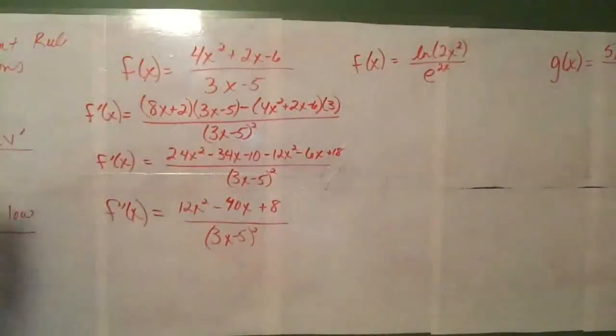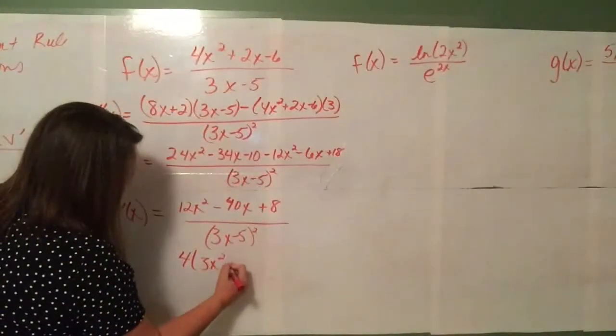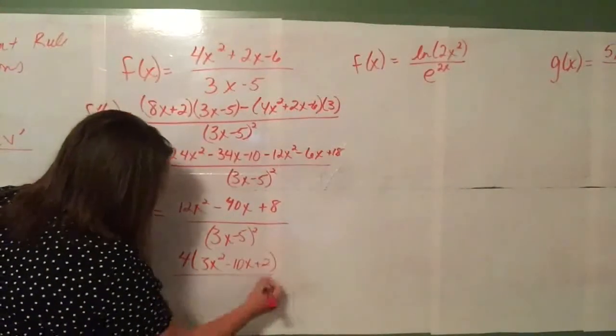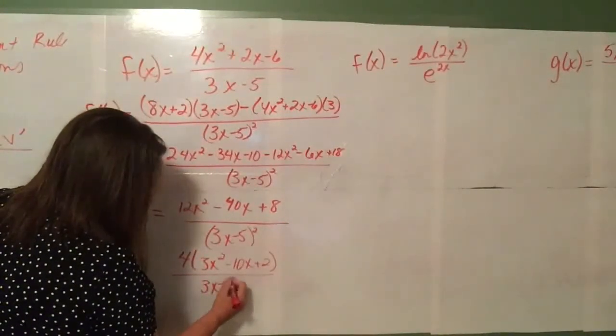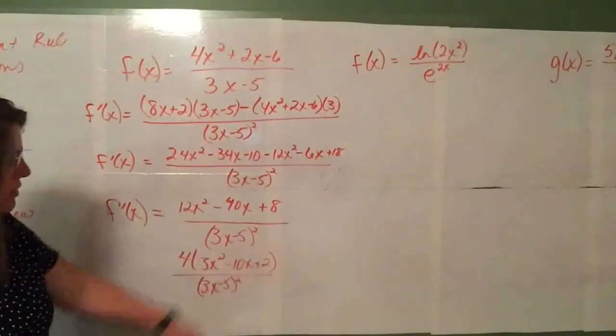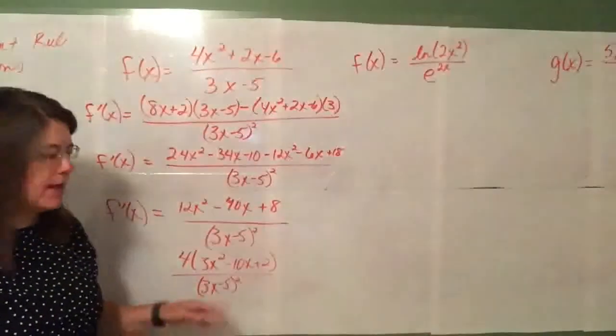And then we should look at that and see, can that factor at all? Well, a 4 will come out. So I've got a 3x squared minus 10x plus 2. We want to always simplify it if we can. And then 3 times 2 is 6. Are there factors of 6 that add to give you 10? And there are not. So that's as far as we could get.